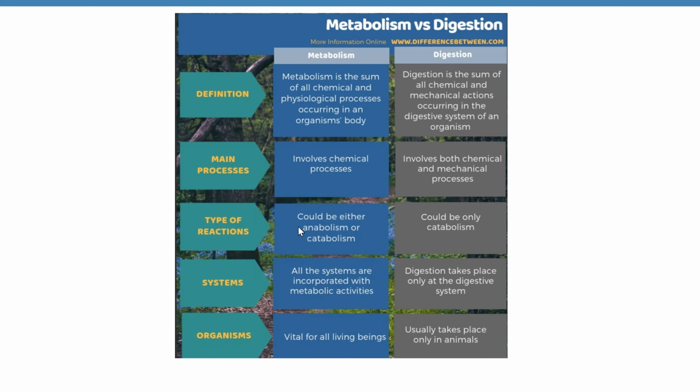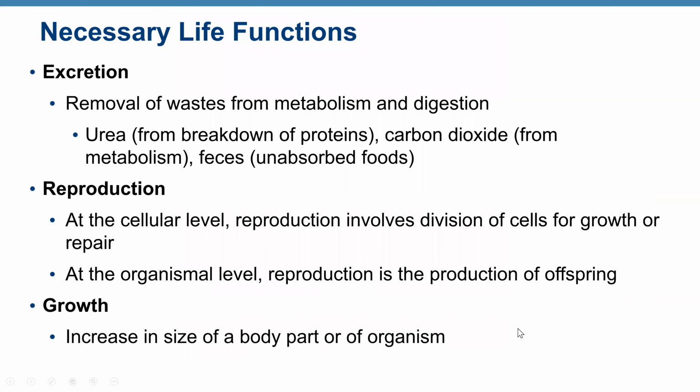Type of reactions: metabolism, anabolism, and catabolism. Digestion, catabolism only. Systems: all the systems are incorporated with metabolic activities, and digestion takes place only at the digestive system. And metabolism is vital for all living beings, when digestion usually takes place only in animals.